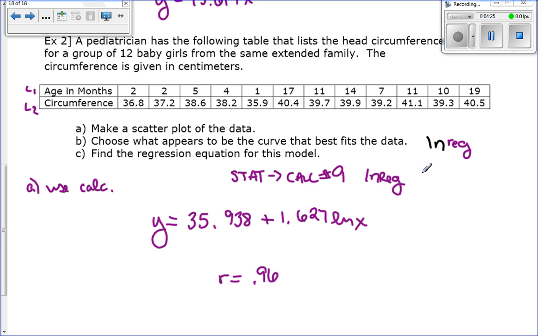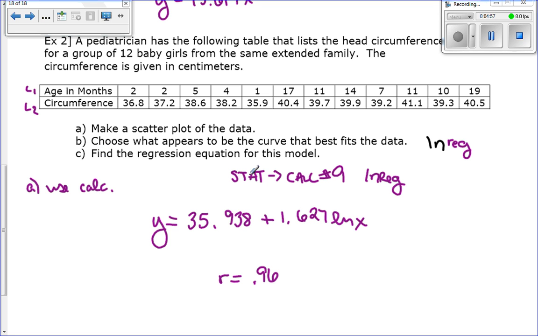You won't see log regression on the calculator. You see natural log, so you're going to look for ln. The reason why this can't be a power regression is because it needs to go through the point 0, 0. This cannot happen because there is no time 0 and head circumference of 0. That would mean the instant they were born, they had no head. So you have to be careful with that. It's not possible to have both the age and the circumference being 0. So 0, 0 is not an option on this graph.